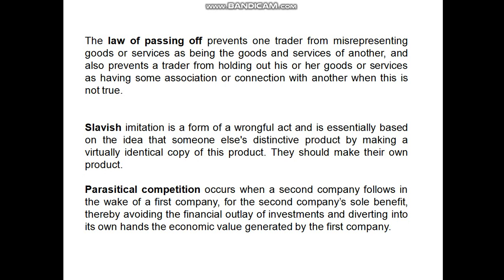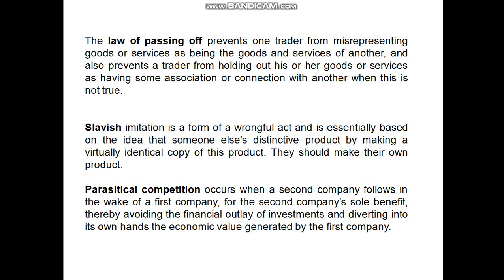So maybe company A is selling a very good quality of tea powder, and it has a symbol. Firm B, which is not an authentic company, will copy the same symbol and put it even on its tea packet. So it is actually misleading the consumer again, and in turn it is pulling down the goodwill and reputation of company A.